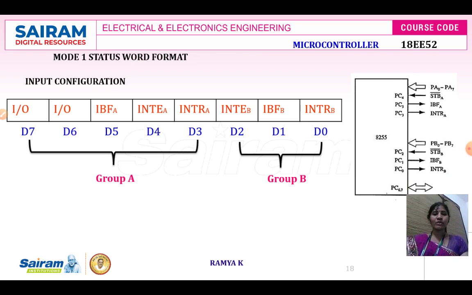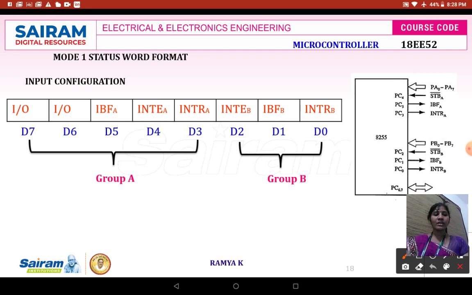So here the modes of operation are shown. In port A, PA0 to PA7, whatever is shown over here, will define your port as an input port. Same thing, PB0 to PB7 is defined as an input port. Why? Because it is your input configuration. So we are going to focus only on the input port.